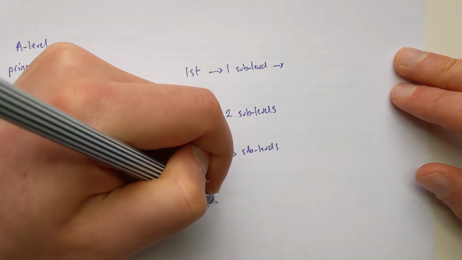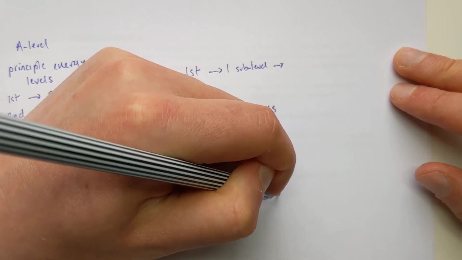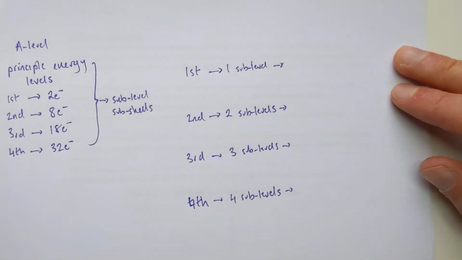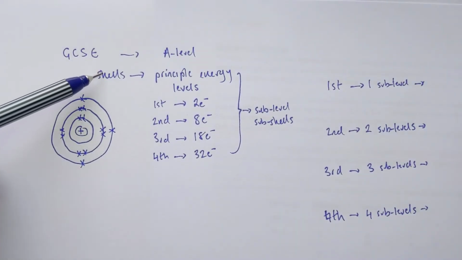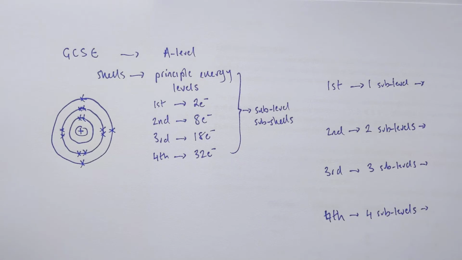And the fourth one's got 4 sublevels. So you maybe are struggling already, but let's not get too bogged down. All we've changed so far is we've changed the name of our shells to make them now principal energy levels with different numbers of electrons filling in each one.